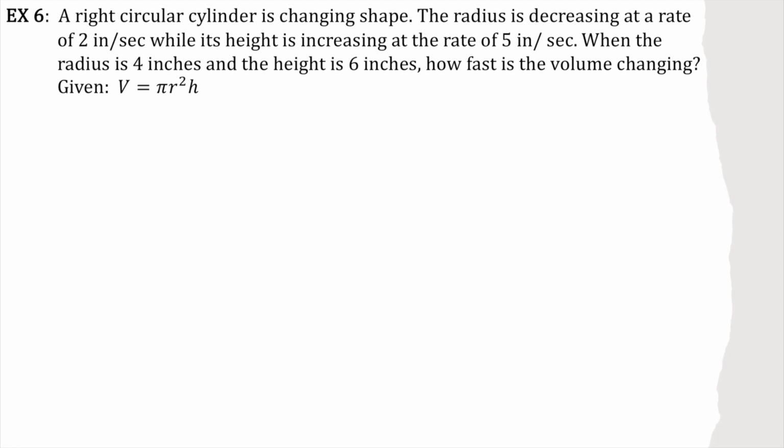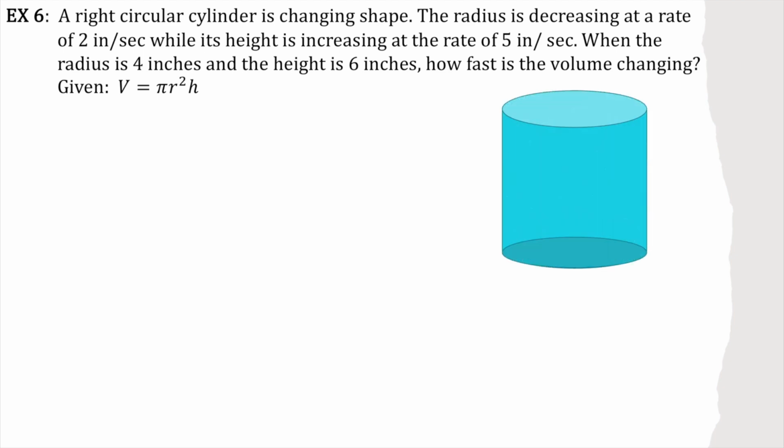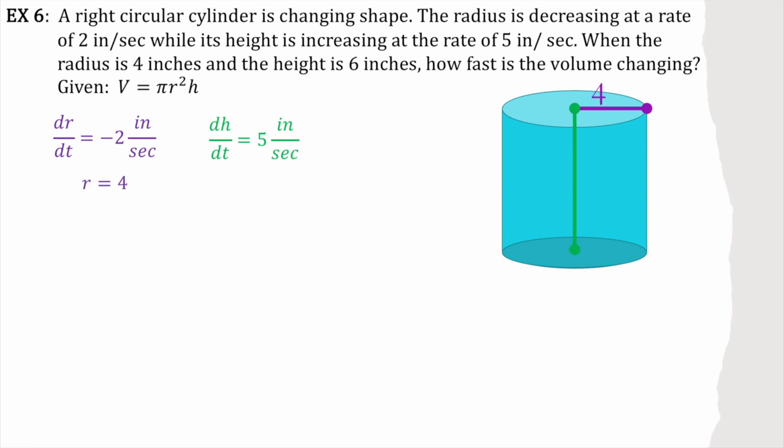We're going to read it again and write down the information as we go. A right circular cylinder is changing shape. The radius is decreasing at a rate of 2 inches per second, while its height is increasing at a rate of 5 inches per second. When the radius is 4 inches and the height is 6 inches, how fast is the volume changing?